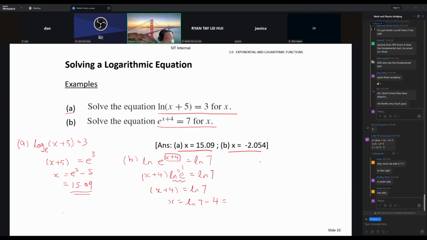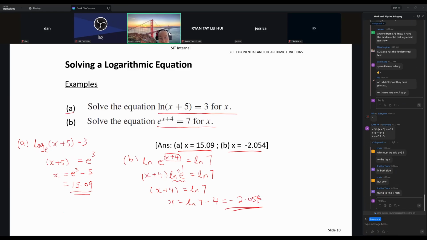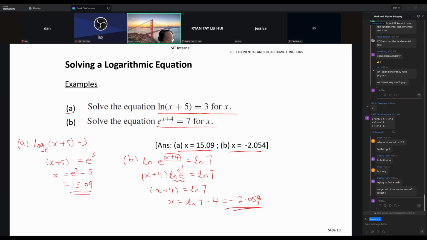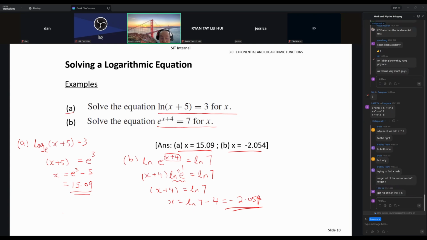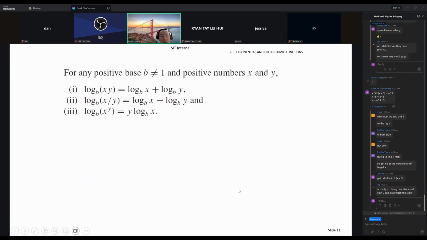Then you can solve it very simply. Use a calculator and get minus 2.054. So in a few steps, using some of the rules of logarithm, you can get the answer, minus 2.054. There are rules that are very commonly used, and there are also some more rules shown on the next slide. Some rules are already shown to you.